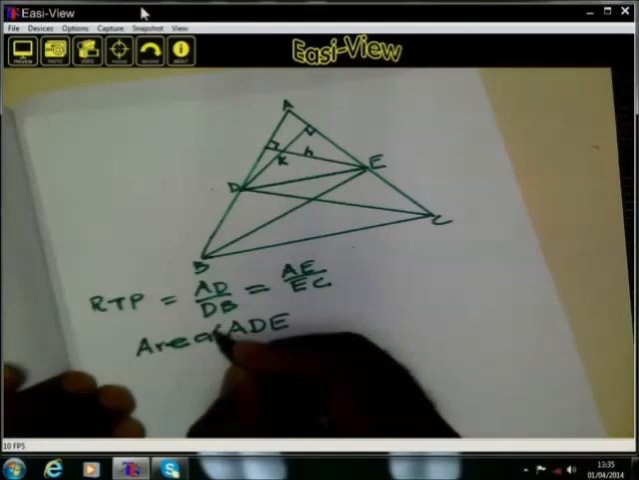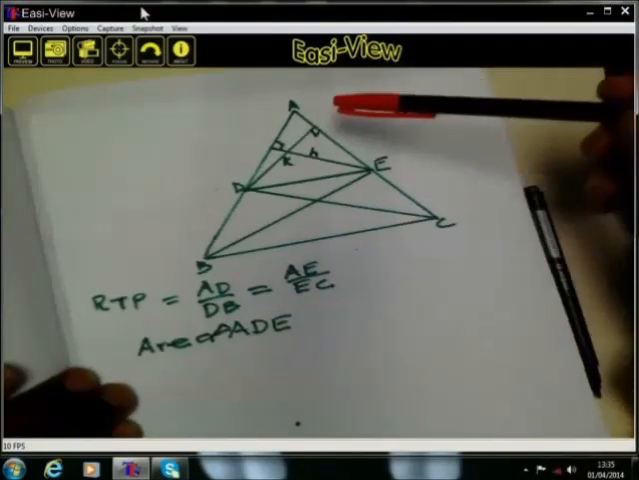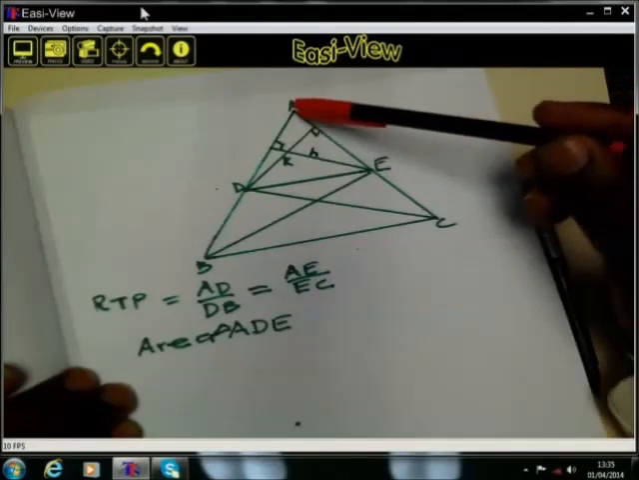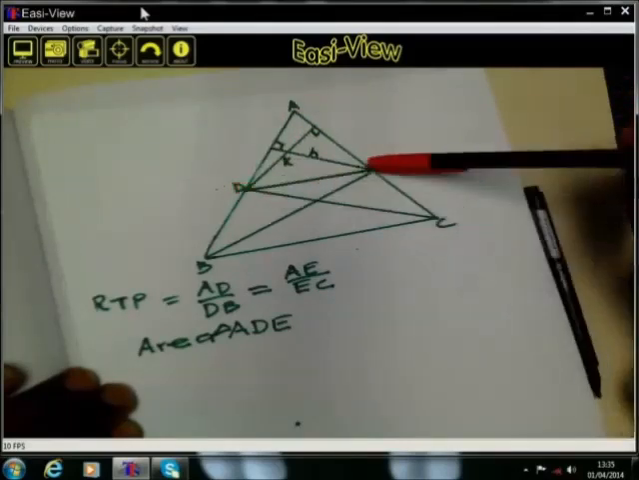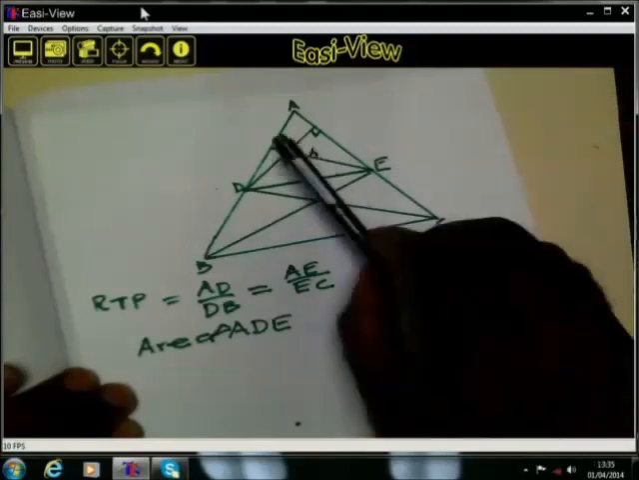I hope you are watching the triangle in question. We are looking at triangle ADE. That is the top triangle. Fine, we can deal with this.